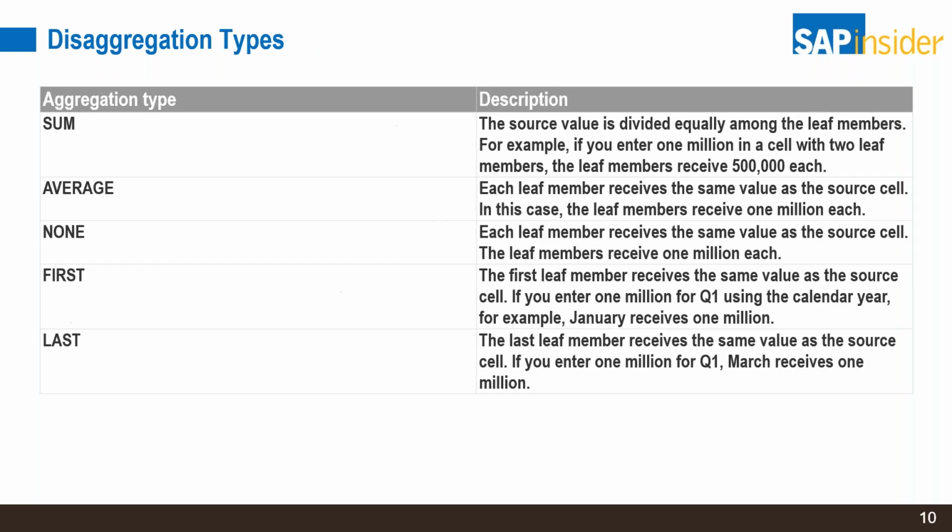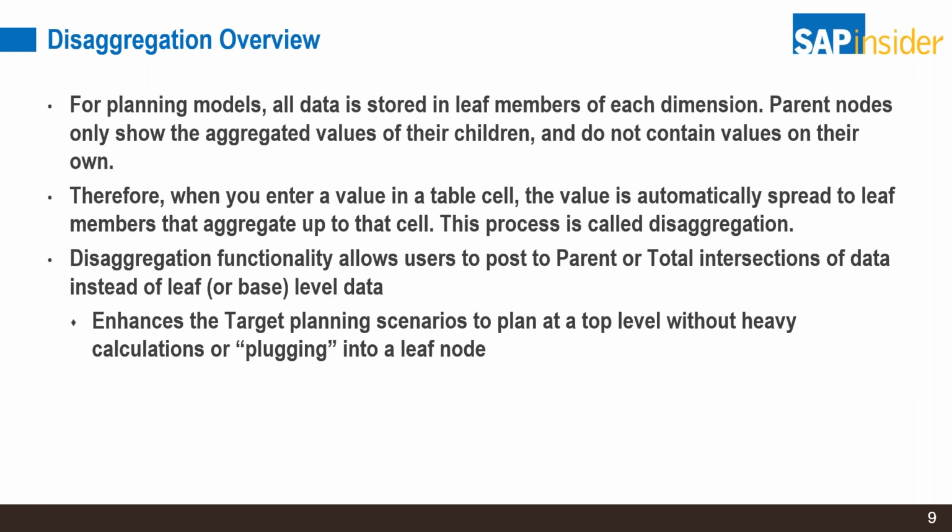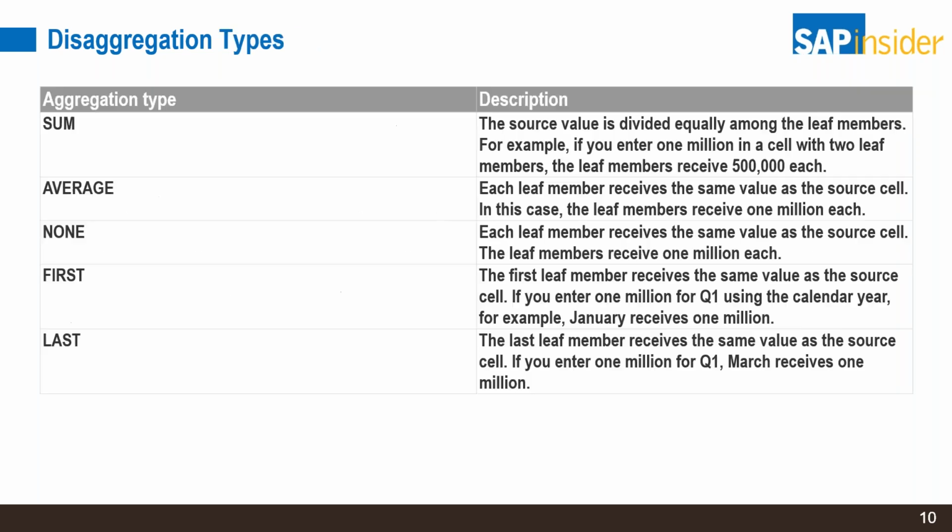That may mean total year. Also, maybe I want to plan on an annual basis, and then I want to plan at a total product or total customer. This functionality allows you to do that within Analytics Cloud. Not only that, but there are disaggregation types, which give you even more flexibility. The default is sum, right? So if you are entering something at a top level, it's going to make sure that all of your leaf levels underneath it sum up to that parent.